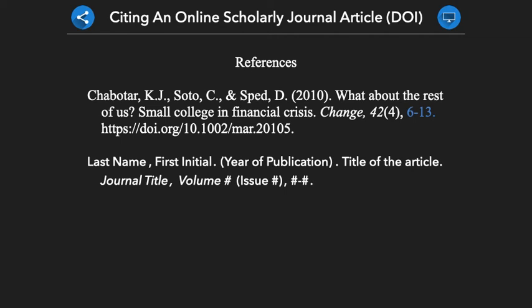Next, we will provide the digital object identifier. This DOI is basically a permanent URL address for the article. This allows our reader to easily access the exact article that we used. We will then end the citation with a period.